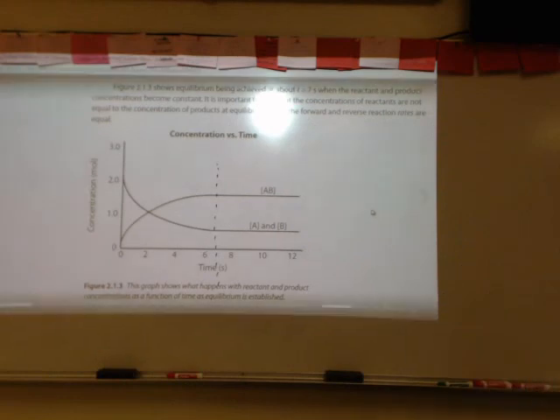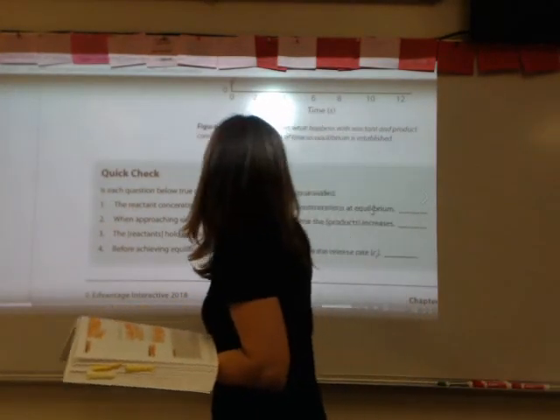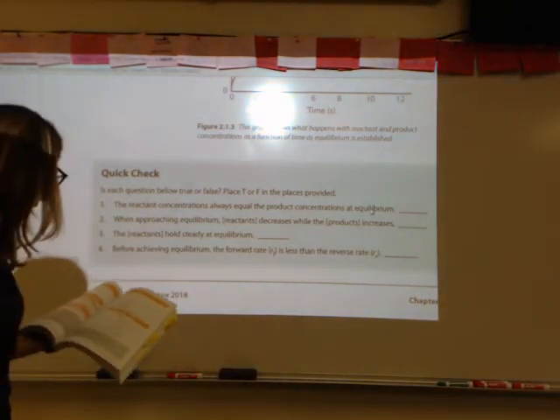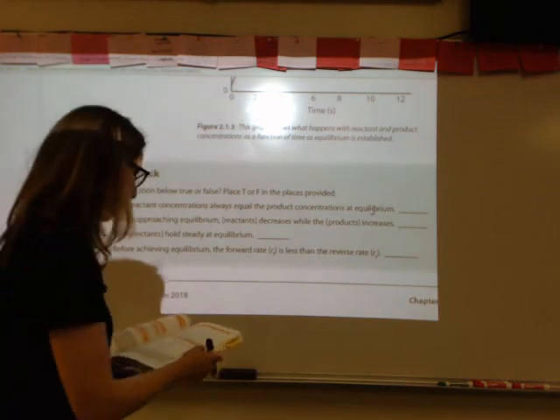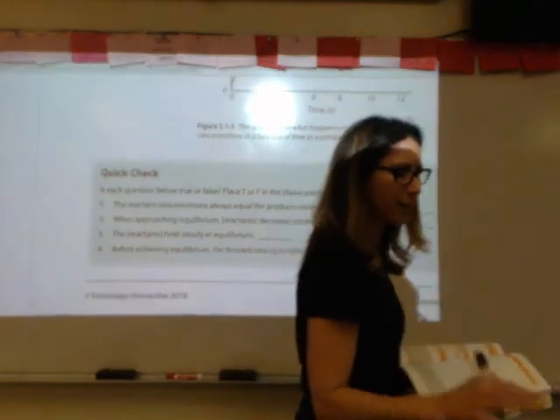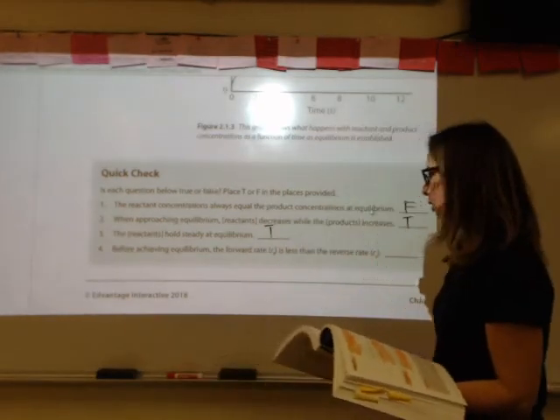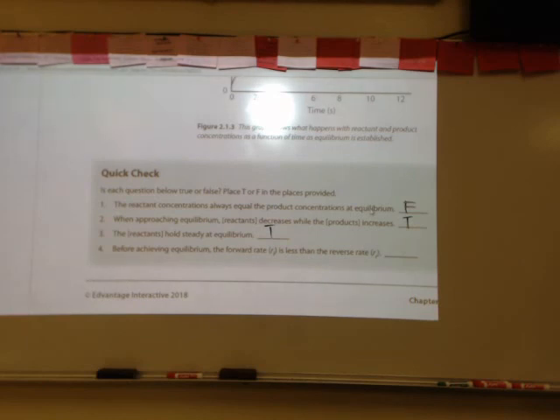Let's take a look at the quick check just underneath. Are these statements true or false? Number 1, the reactant concentration always equals the product concentration at equilibrium. That is false. The concentrations of reactants and products will be constant, not necessarily equal, at equilibrium. Number 2, when approaching equilibrium, the reactant concentration decreases while the product concentration increases. True. Number 3, the reactant concentration holds steady at equilibrium. That's true. Number 4, before achieving equilibrium, the forward rate is less than the reverse rate. False.